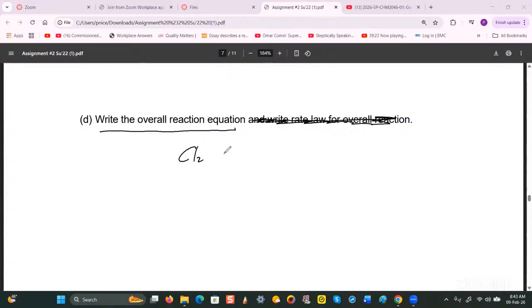Now I'm just going to rewrite the mechanism here. That's the first step, and then the second step is 2NO plus 2Cl to give N2 plus 2ClO, and then here I'm going to write down 2ClO, then the arrow, and then Cl2 plus O2.